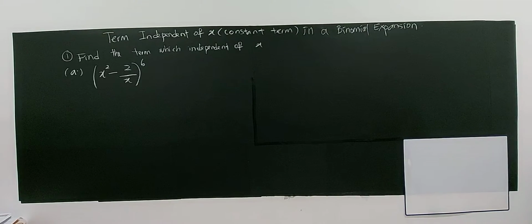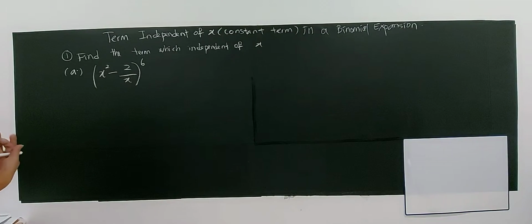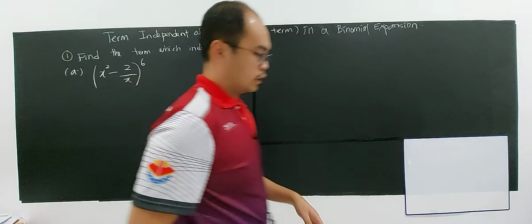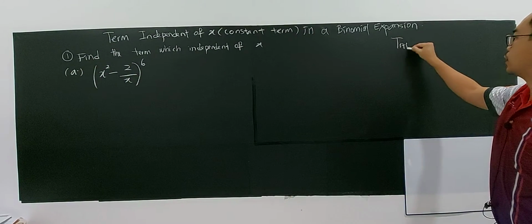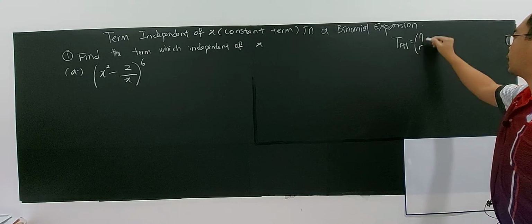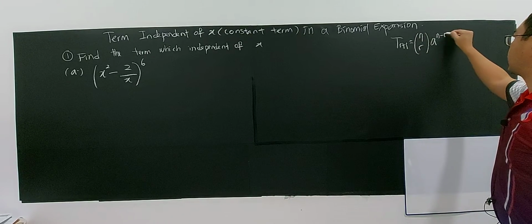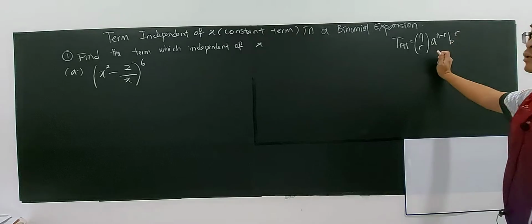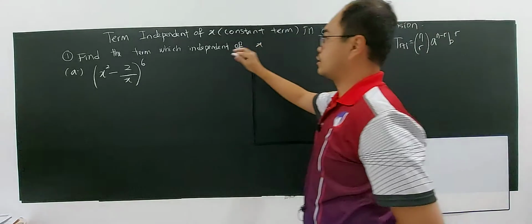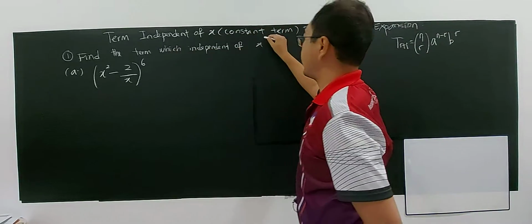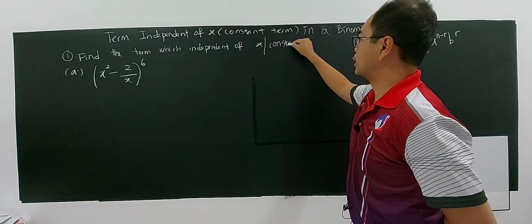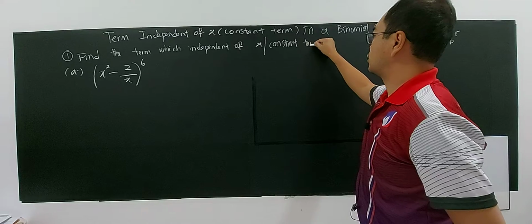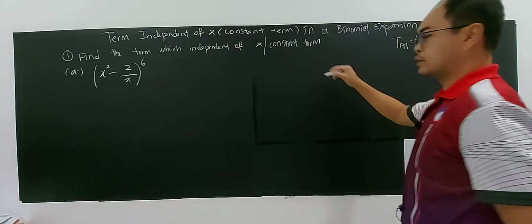Hi. Alright, we have reached using the general term formula in a binomial expansion: T(r+1) equals nCr a to the power of n minus r, b to the power of r, in finding the term which is independent of x. Independent of x is sometimes also a synonym for the constant term. It means the same. What is a constant term? It's the same as independent of x.